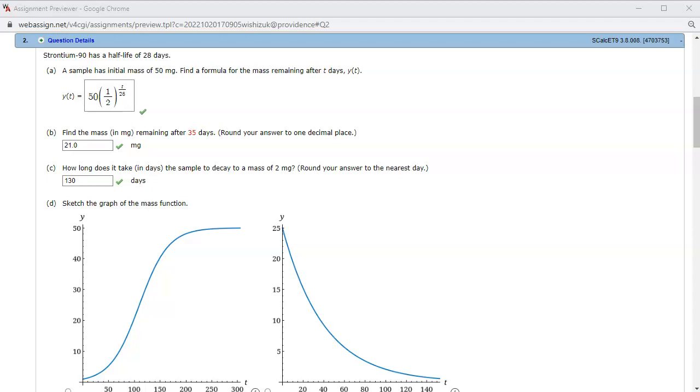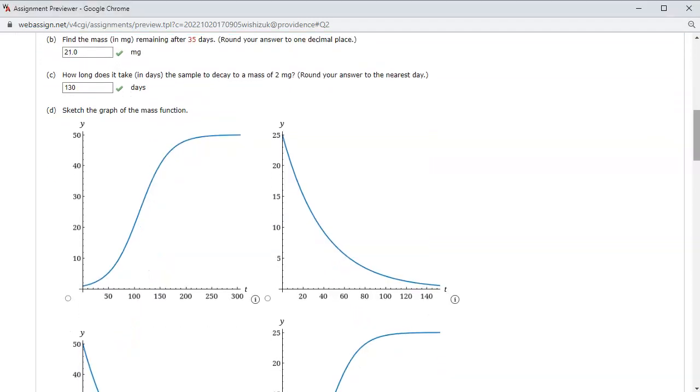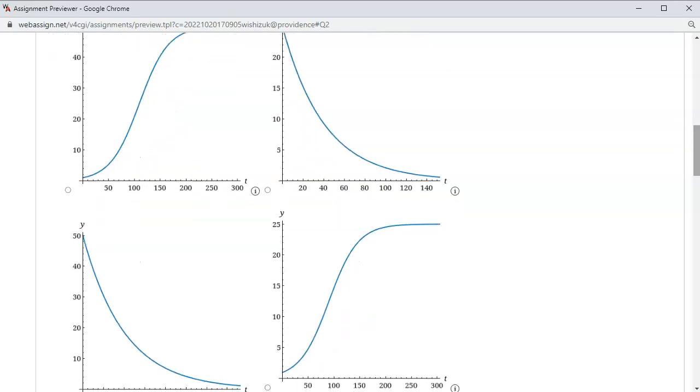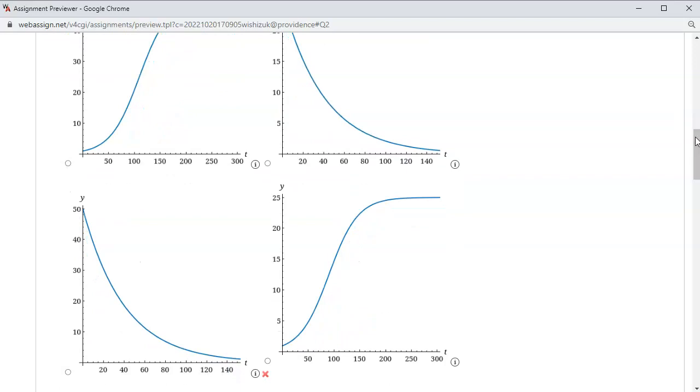Then let's move into part D and find the correct graph. We're decaying, so it's not going to be an increasing function. It's going to be a decreasing function that starts at 50. You can see that this one is increasing, so you can eliminate number 1. Then the starting initial value is 25, so you can eliminate the second picture. The only reasonable one is this one right here. It's decreasing, starting from 50. The fourth one is increasing, so you can eliminate that. This is the only reasonable picture.